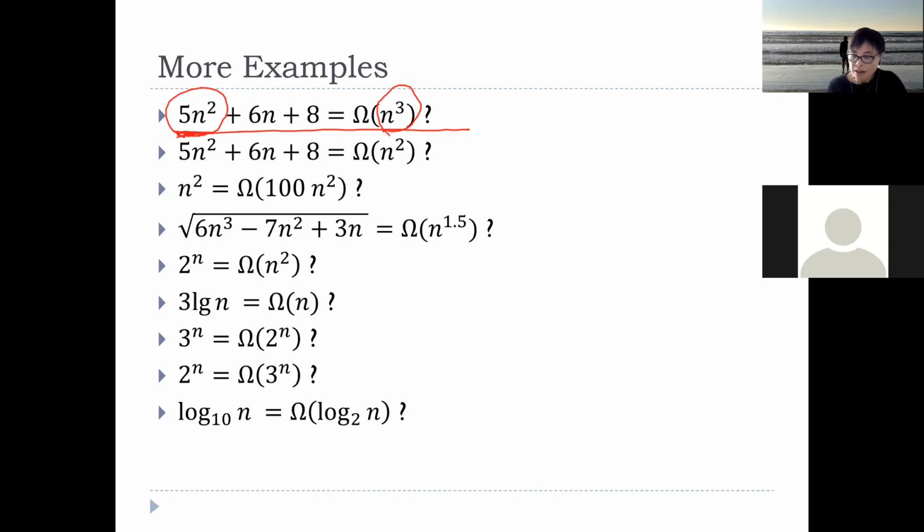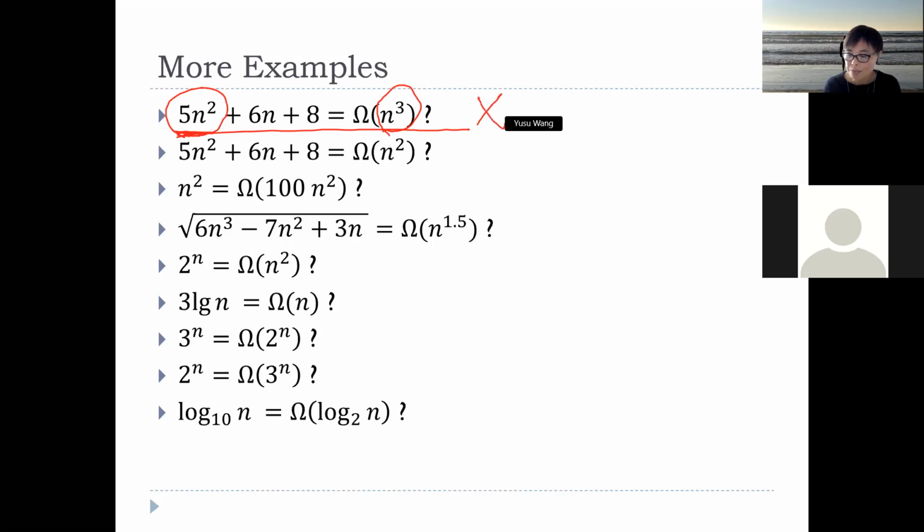Well, intuitively, a quadratic function grows slower than a cubic function. So it's not possible that n squared is bigger than some constant times n cubed. Okay, so n cubed is much larger. So this is not true.